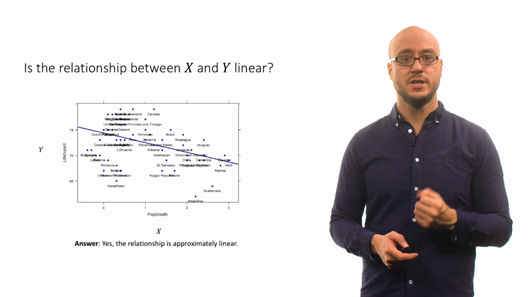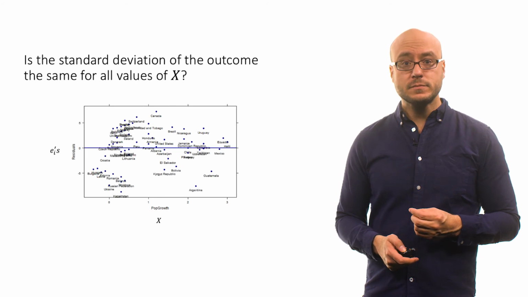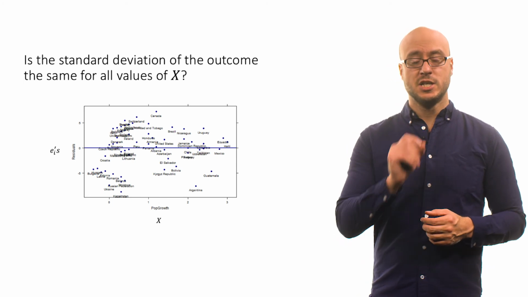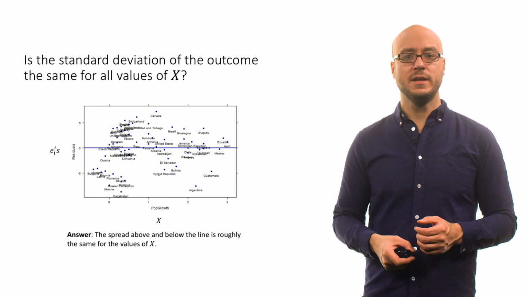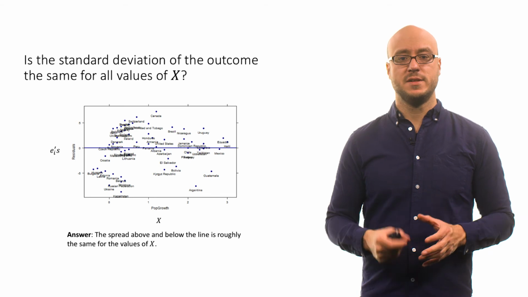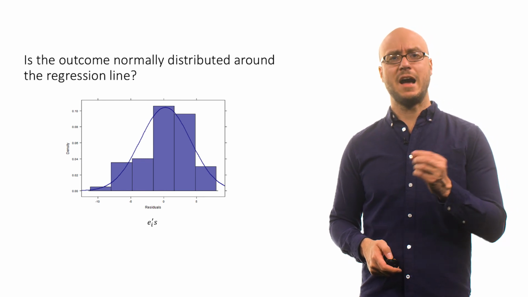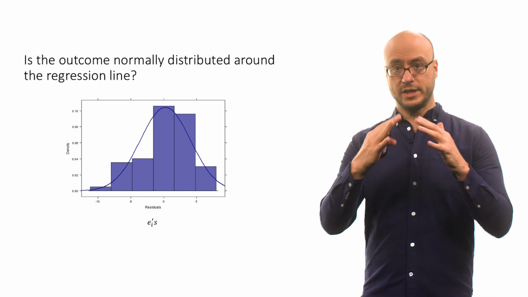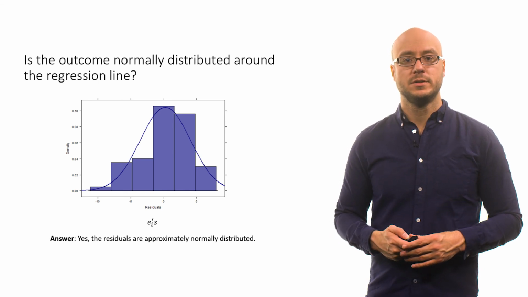When we look through the diagnostic charts, is the relationship between x and y linear? Well, it looks a little bit more linear now that we've removed Haiti. Is the standard deviation of the outcome the same for all values of x? So we take each of these values of x and we're checking the standard deviation of the outcome. After we have removed Haiti, you can see that the spread above and below the line is roughly the same for the different values of x. Looks a little bit better without Haiti there. And then, is the outcome normally distributed around the regression line? Now that we removed Haiti, the distribution is much more symmetric and is a better approximation of the normal distribution model. So we can say that residuals are approximately normally distributed.